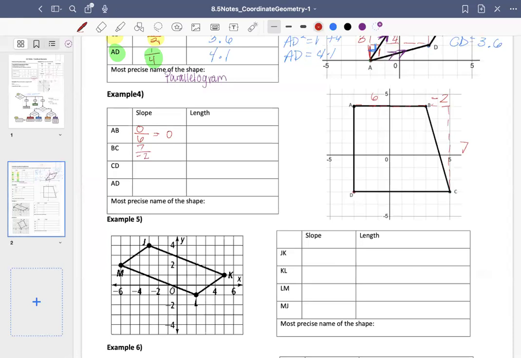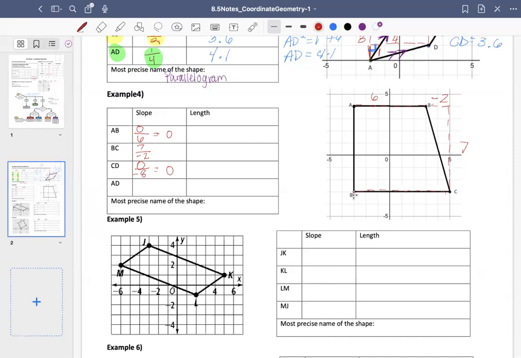All right, let's do CD. So CD, I go 1, 2, 3, 4, 5, 6, 7, 8. But I have a rise of 0. So this is going to simplify down to 0. Sorry about that. And then I have the side AD.